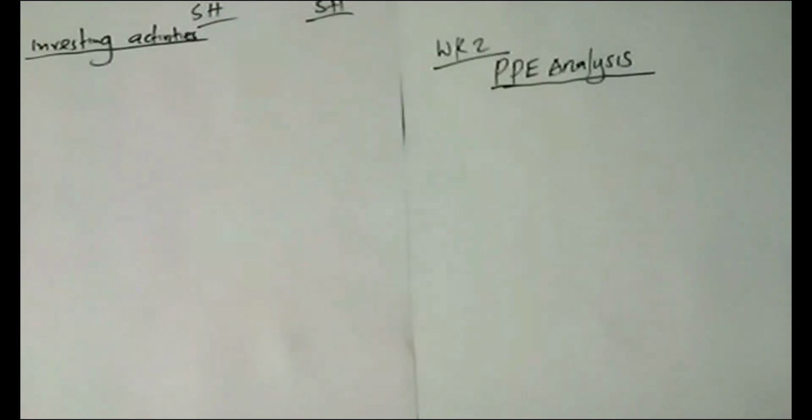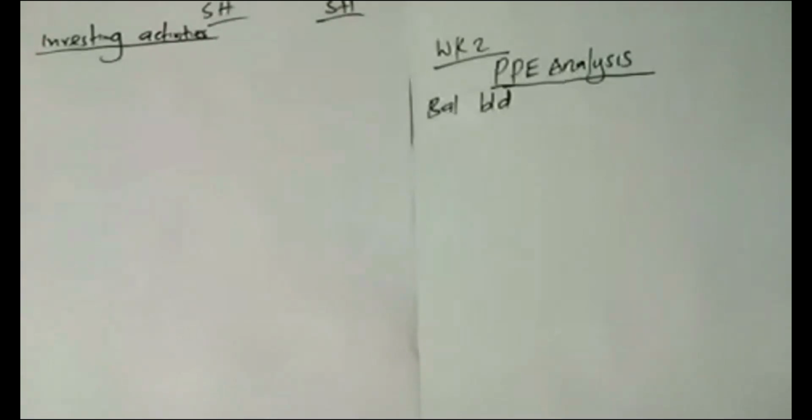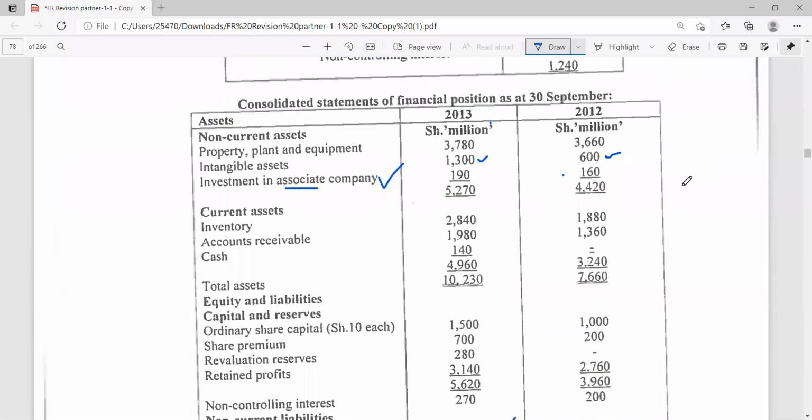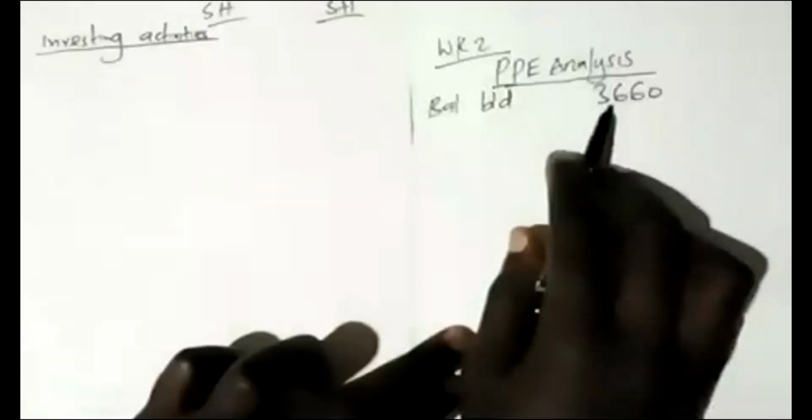So in the PPE analysis, you write your balance brought down. So record your value of property, plant, and equipment as of 2012. As of 2012, the property, plant, and equipment was 3660. So that is the balance brought down, which I have to record there, 3660.